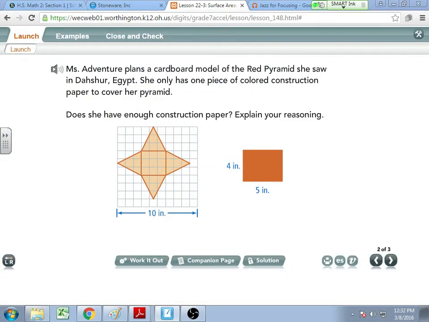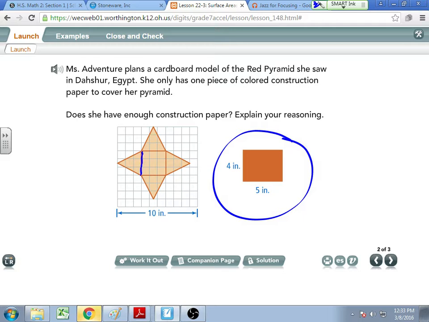What we have here, first thing you see in your notes, is that we are looking at Misadventure. She has a cardboard of a red pyramid she saw in Egypt, and she wants to try to make it out of this sheet of paper that she has that is 4 inches by 5 inches. So we want to figure out, is this sheet of paper going to be enough paper to make this pyramid when she decides to cut it and tape it together?